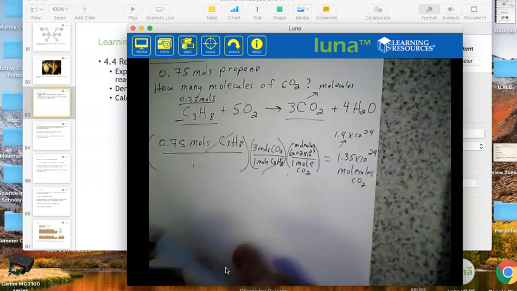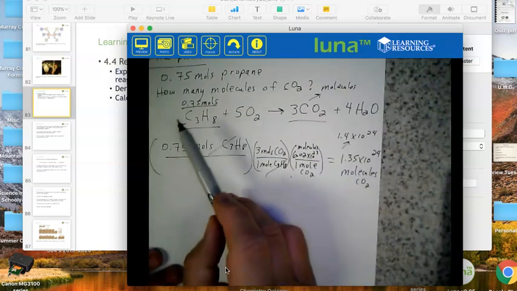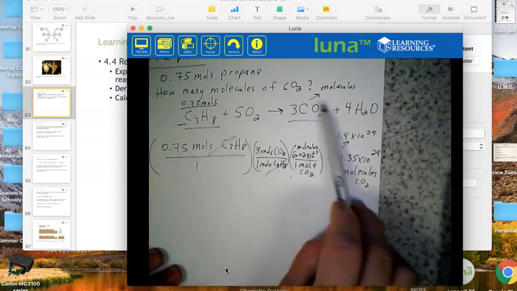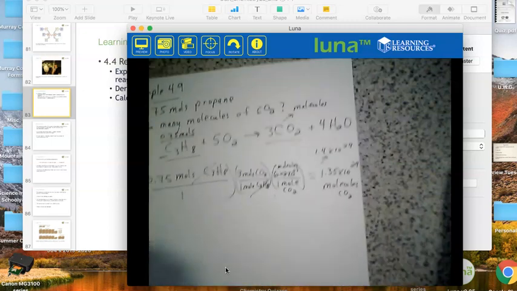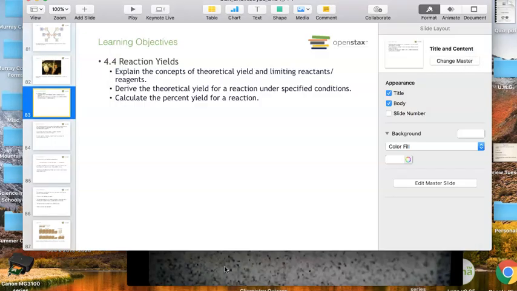So we're going to learn that you have to look at both reactants in order to figure out how much product you can make. You have to have enough of both. And so we're going to look at that, and that's called limiting reactants or reagents.